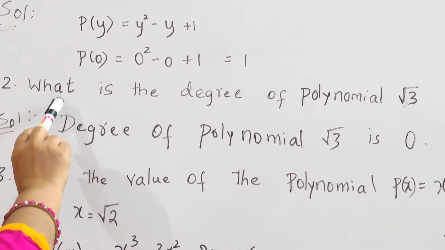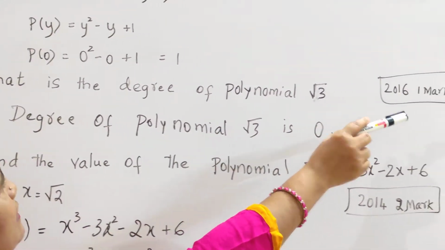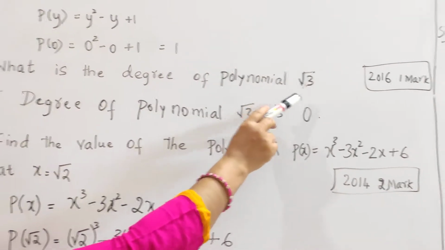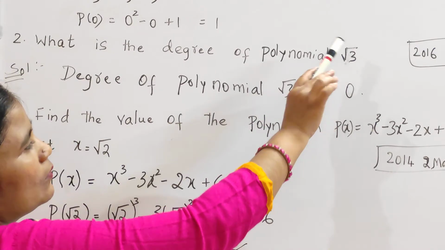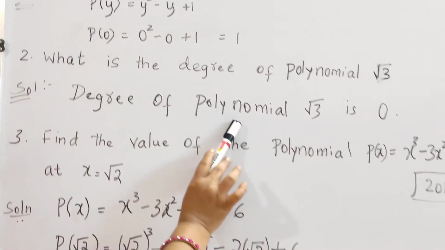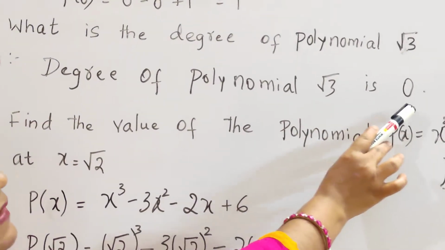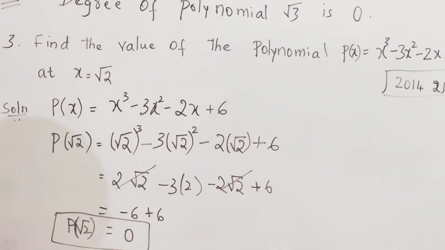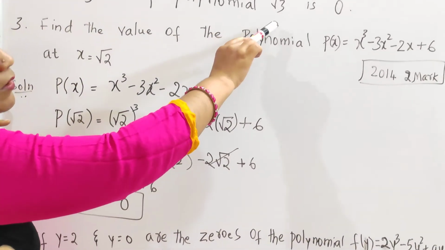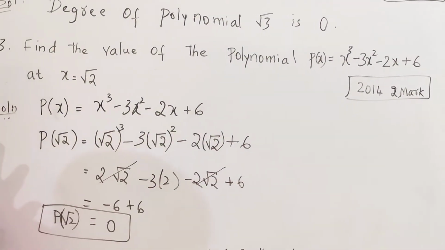And now one more question from 2016. What is the degree of polynomial for root 3? Root 3 is a constant. So the degree of polynomial root 3 is 0. We have learned this in the definition of a 0 polynomial. So, degree of polynomial of a constant is 0.